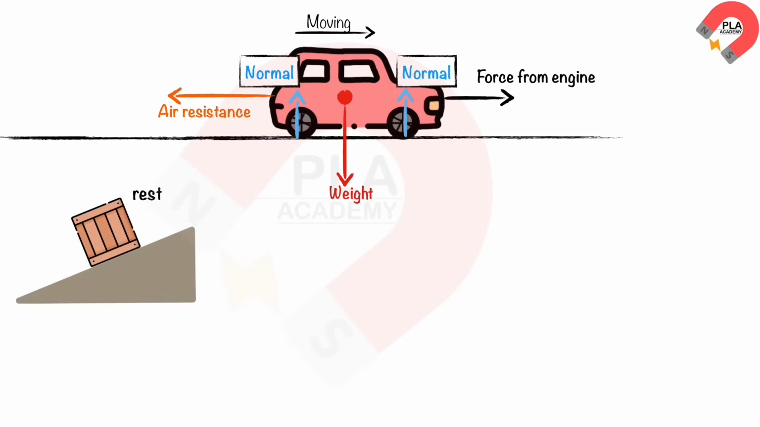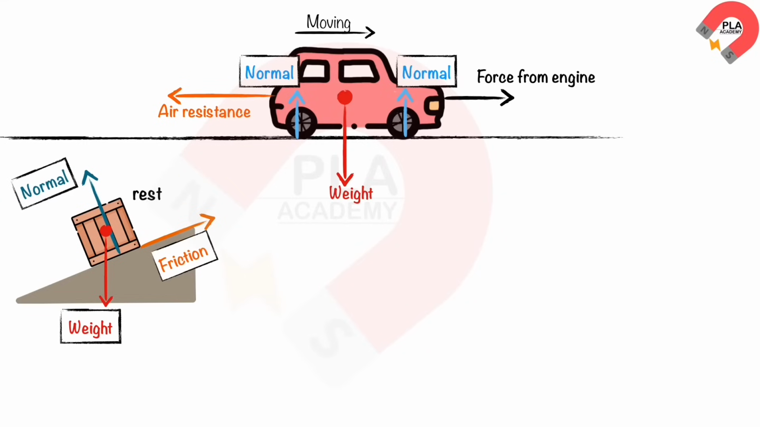When a box is at rest on a rough incline as shown, there are forces acting on the box, including the weight, which acts downward. The normal reaction force acts upward perpendicular to the slope. The friction acts upward parallel to the slope.